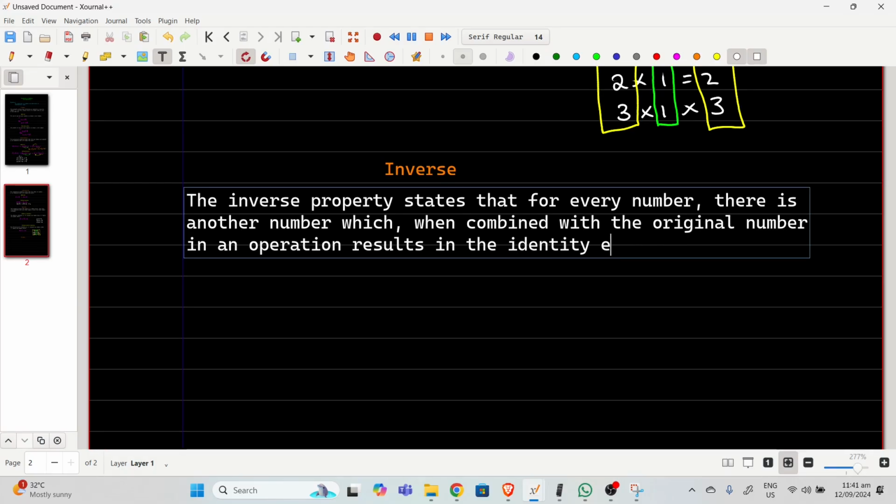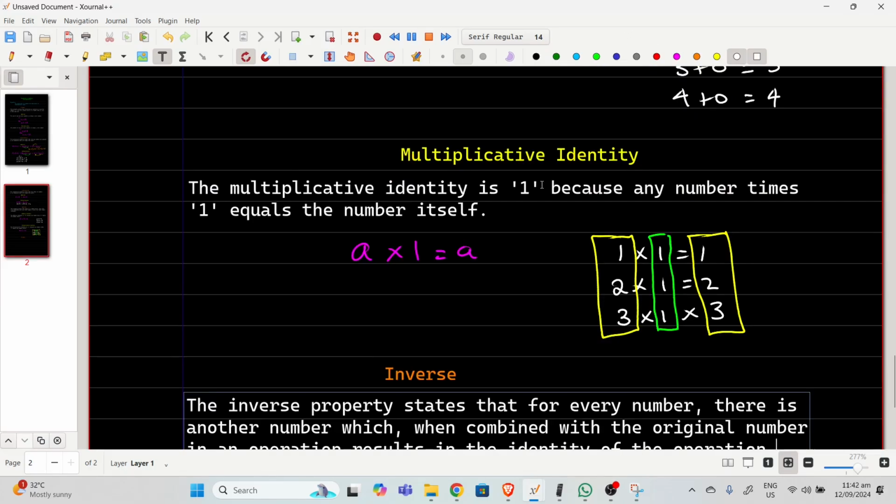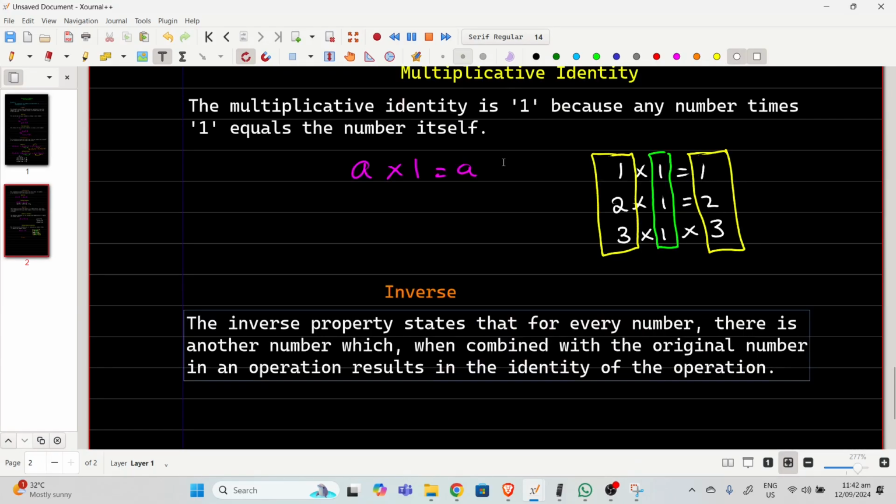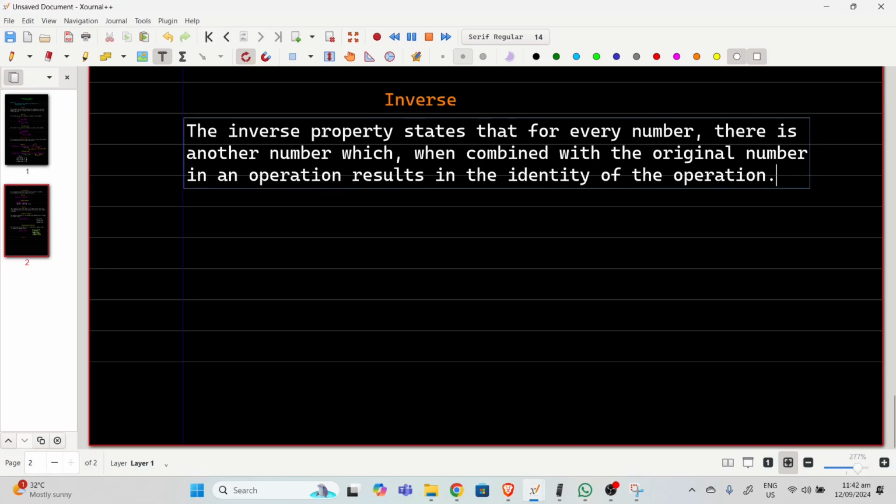Well, let's just say identity of the operation. Yeah, that's better. All right, so the inverse property states that for every number, there is another number which, when combined with the original number in an operation, results in the identity of the operation. Let's say, for example, we're looking at addition. We know that the identity for addition is 0. So if my number is a, then the inverse of a is going to be negative a. We just write that out.